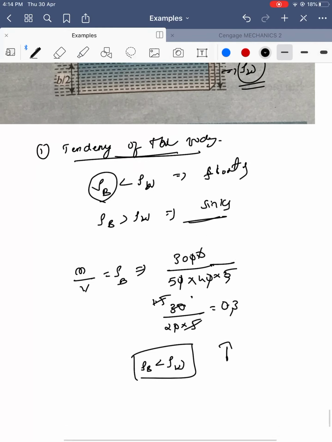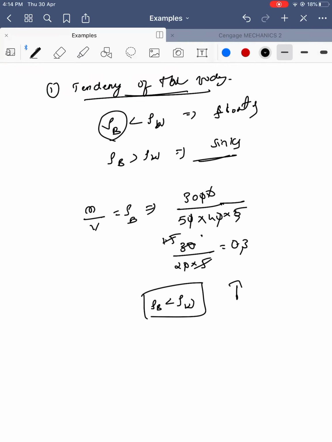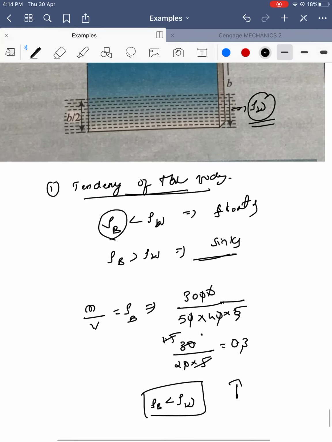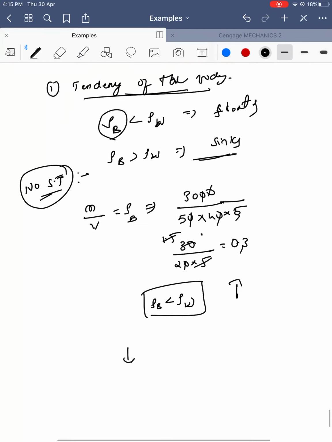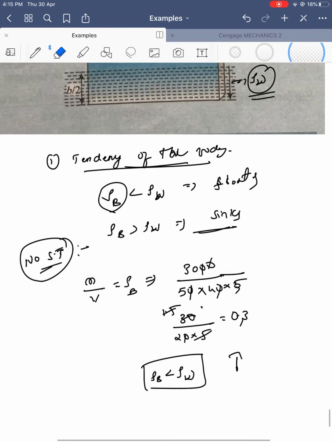So the body tries to go upwards, but the surface tension will act in the downward direction. We should first assume there is no surface tension. It is like a friction case. How do we find the direction of friction? First see in which direction the body is going, and exactly in the opposite direction the friction will act. Similarly, with surface tension, first we should know the behavior of the body, and then it acts in exactly the opposite direction. So in this case, let's draw the free body diagram.